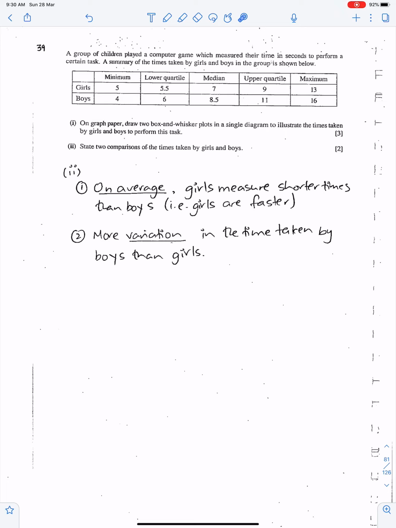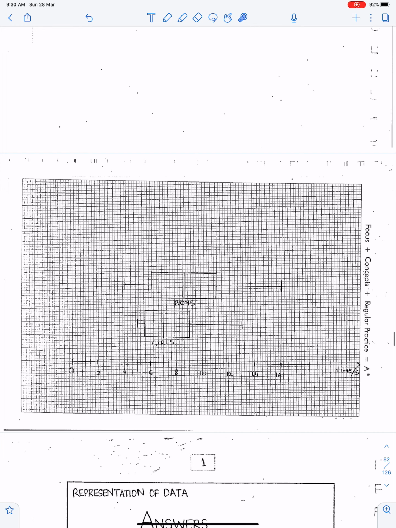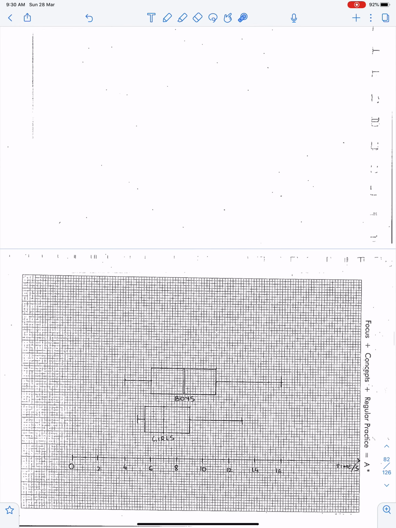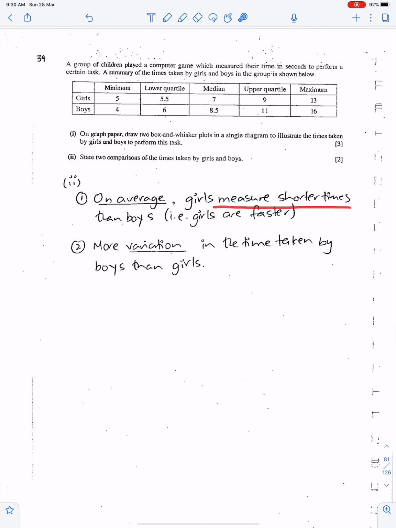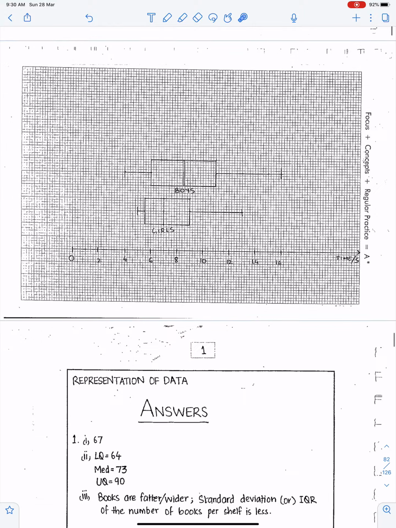A group of children played a computer game which measured their time in seconds to perform a certain task. A summary of the times taken by girls and boys in the group is shown below. Box plot. So here are the box plots. Time in seconds. More variation in boys' times than in girls' times, and girls' times are shorter than boys' times. On average, girls measure shorter times than boys. Girls are faster. More variation in the times taken by boys than girls because of the higher range.